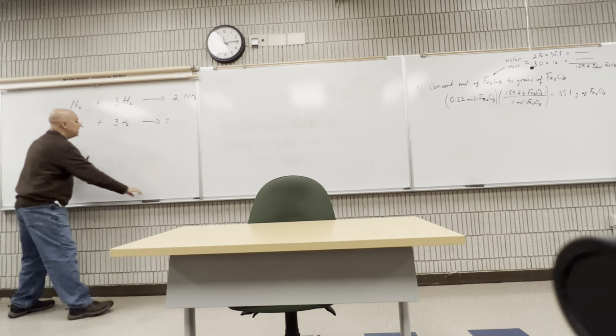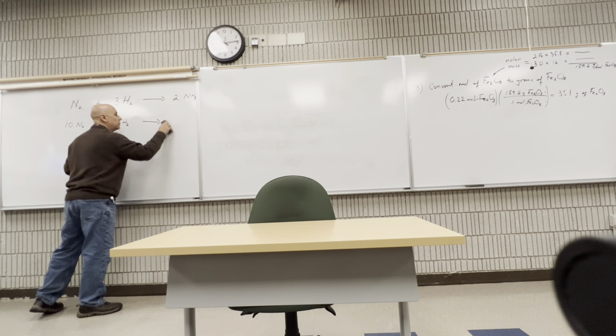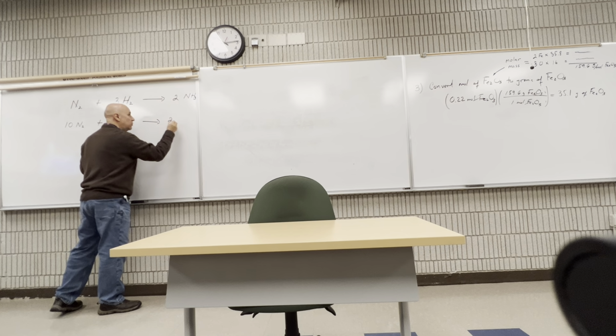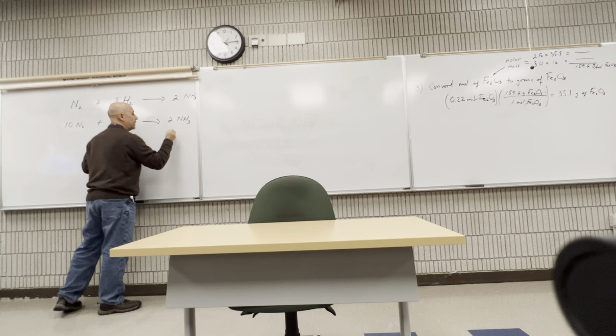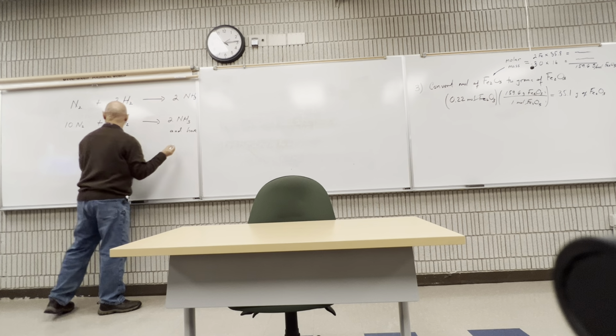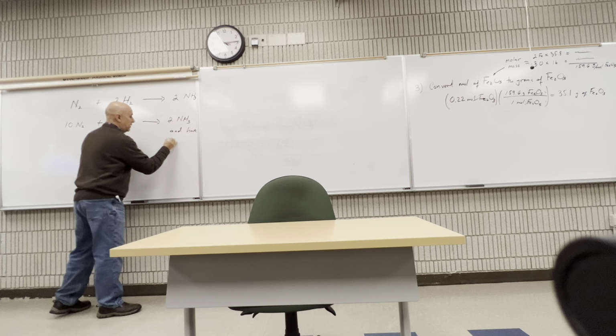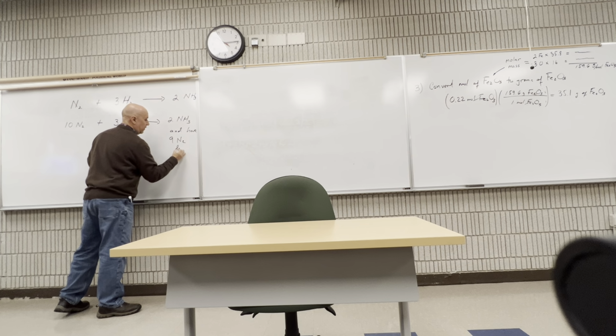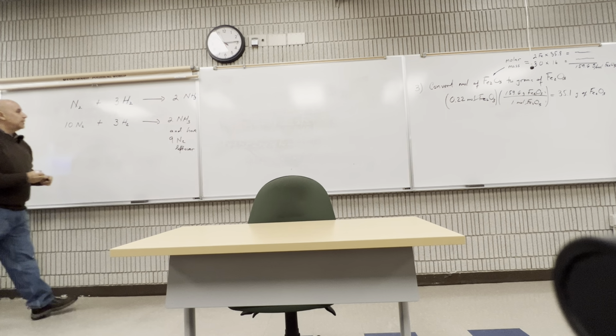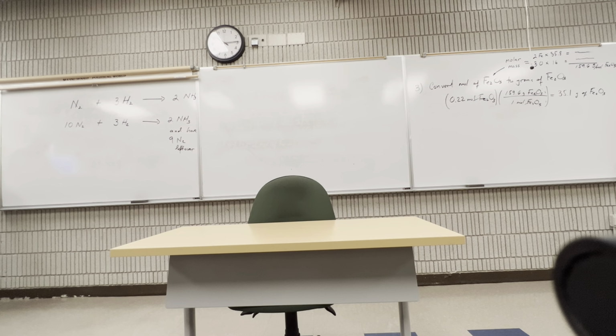So all we can say is that if I have this reaction, what I'm going to produce is 2 NH3 and have 9 moles of nitrogen left over, because I only consume 1 as per the stoichiometry. Now with moles it seems fairly straightforward, but we're going to be playing with grams.